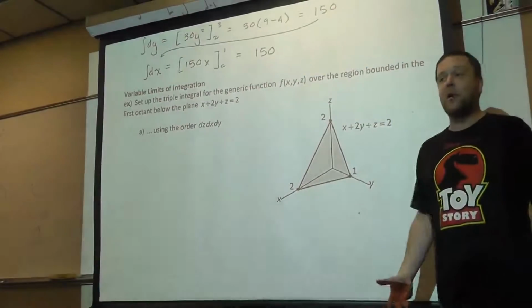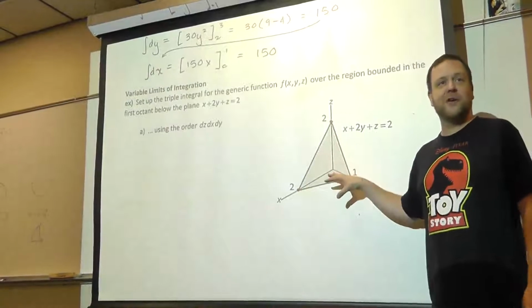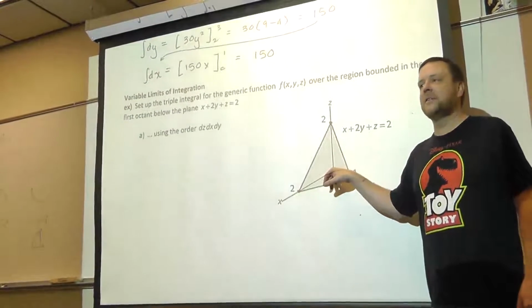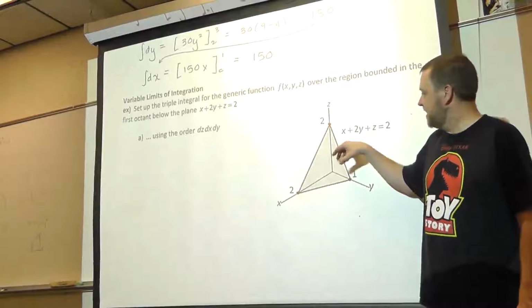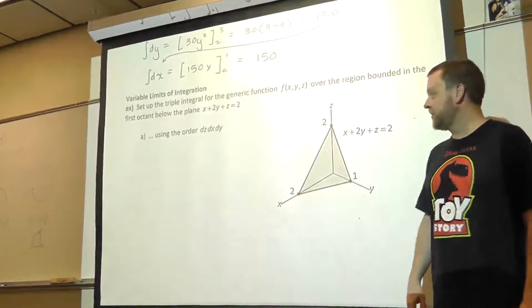And some of the problems in the homework are like this. You're given a three-dimensional region in space, not a brick anymore. This is just sort of a tetrahedron cornered in the first octant, coming out to this plane representing the surface, the slanted surface of the tetrahedron itself.